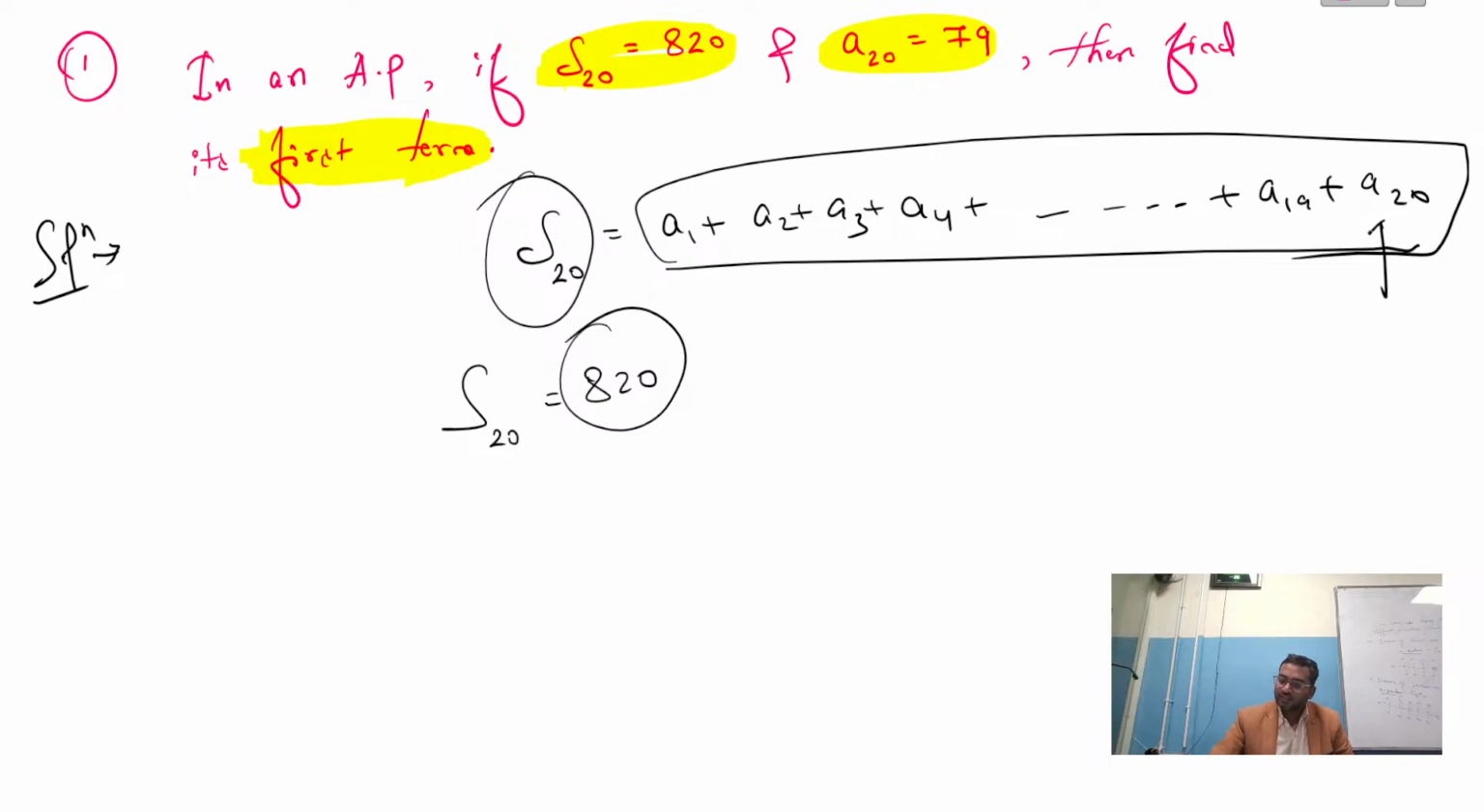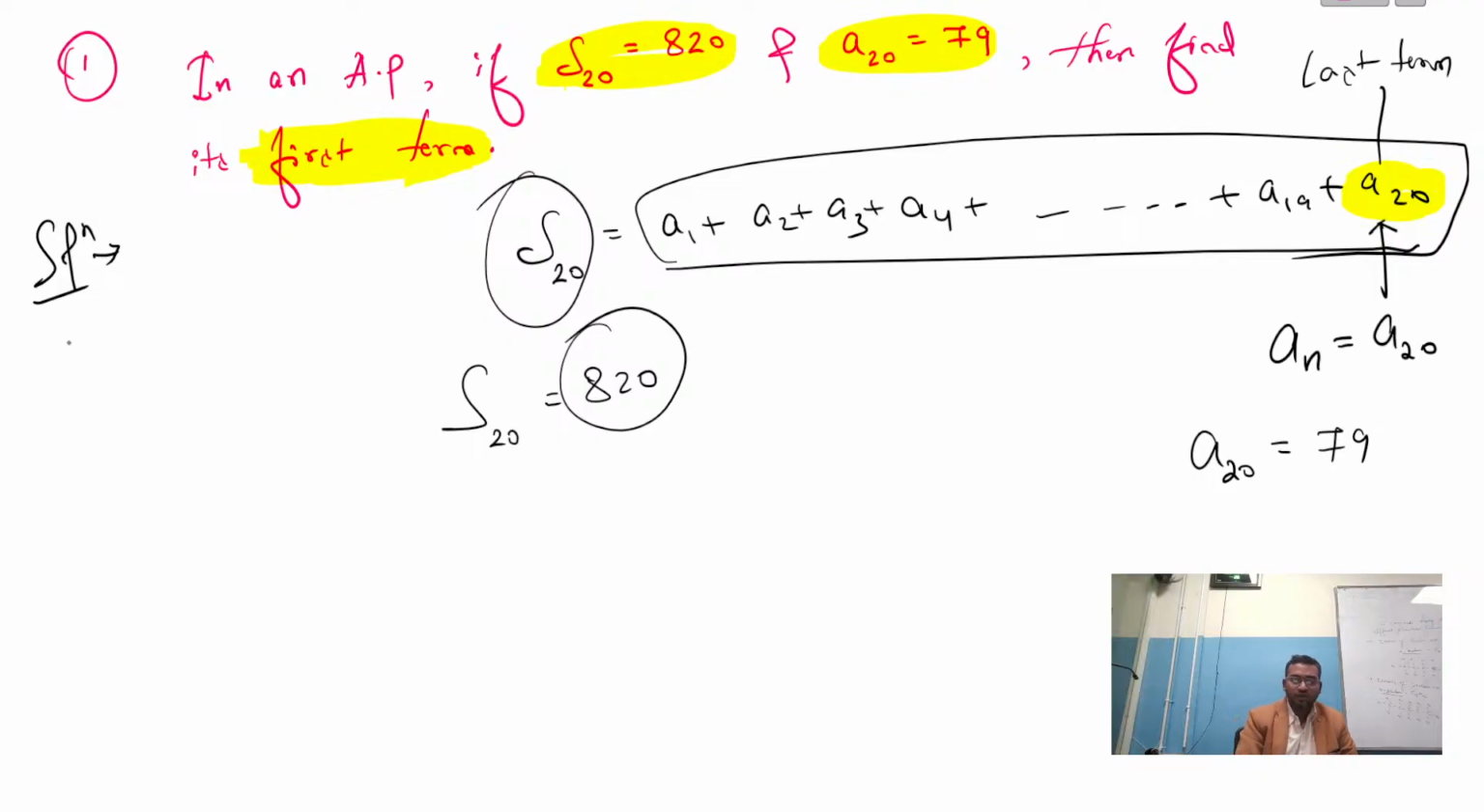They also suggested that the 20th term, according to the sequence, is our last term. That is what we call the nth term. Here the nth term is the 20th term. Am I right? The value of the 20th term, the value of the last term, the nth term, is 79. I hope you have understood the given data.